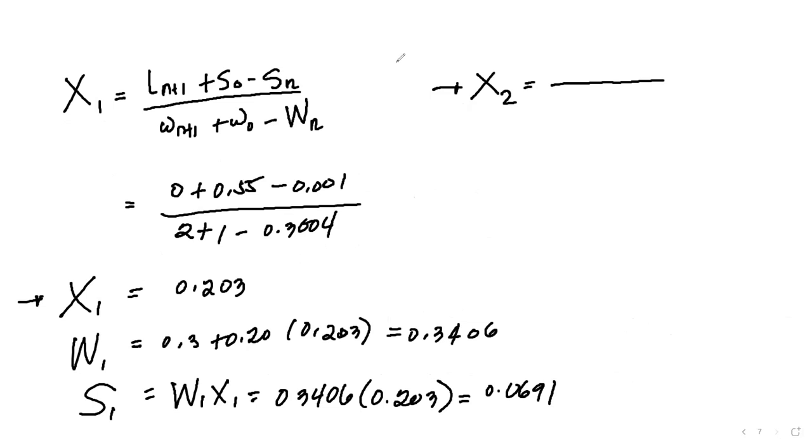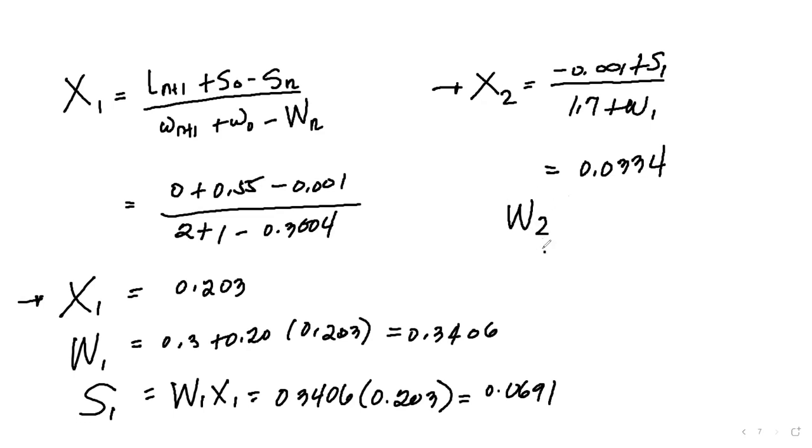So, your X sub 2 would be negative 0.001 plus S sub 1 all over 1.7 plus W1. So, you're using these two to find the next concentration. So, if you will substitute value, your X sub 2 will be 0.0334. Then you determine W sub 2 and you determine S sub 2 to get X sub 3.